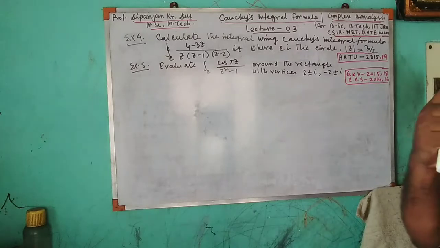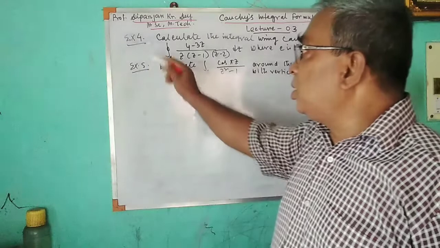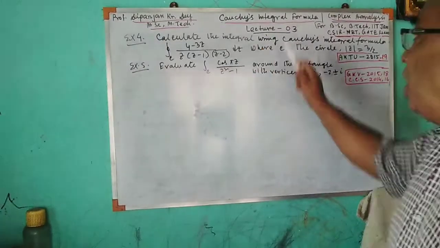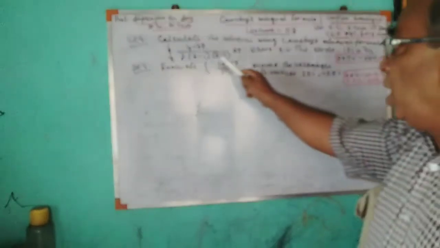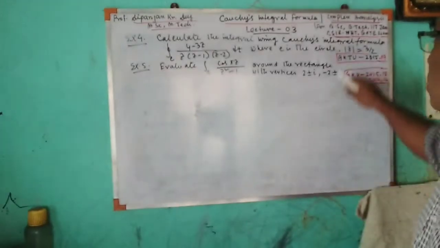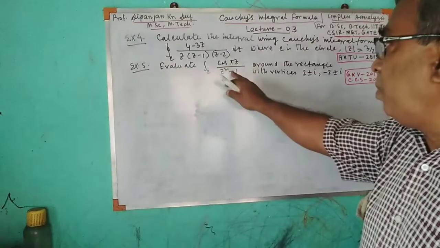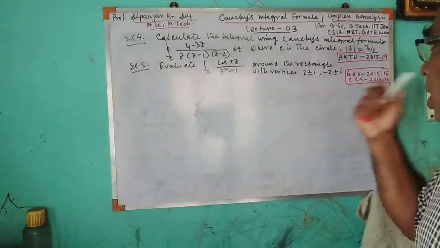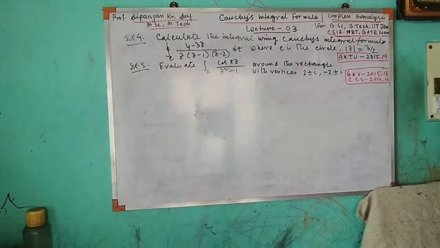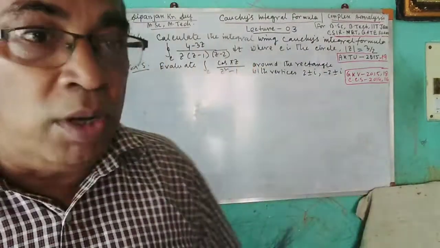In this lecture, the learner will be able to understand two sums, question number 4 and 5. Calculate the integral using Cauchy's integral formula, where C is the circle mod z equal to 3 by 2. And this sum, cos z by z square minus 1, around the rectangle with vertices 2 plus minus i, minus 2 plus minus i. I will do these two sums.